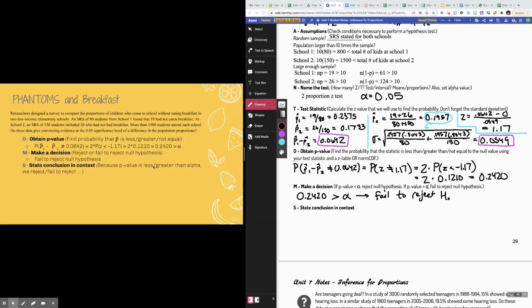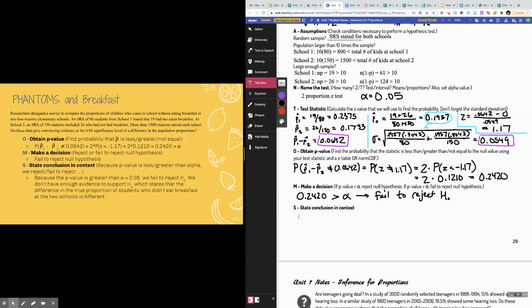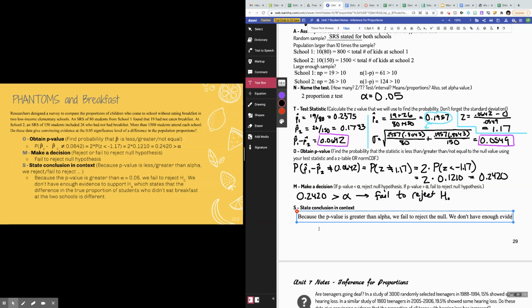Right. And then my very last step here is to state my conclusion in context. Okay. That's another spot where you want to use your script. So my script is, because the p-value is greater than alpha, we fail to reject the null. Okay, we don't have enough evidence to support HA. And then you have to say what HA states, right?